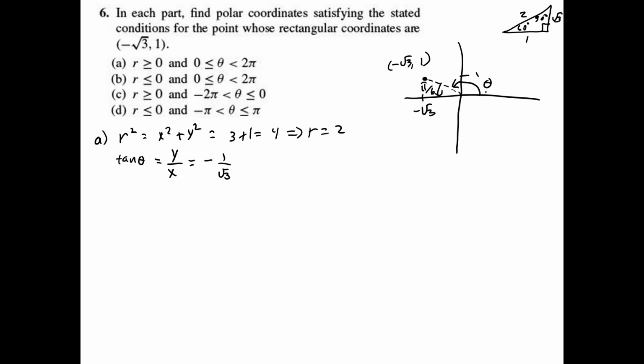And since from here all the way to here is a pi, and we're 1/6 away from pi, this implies theta is equal to 5 pi over 6. We're 1/6 away from 1. So the polar coordinates are r, theta.